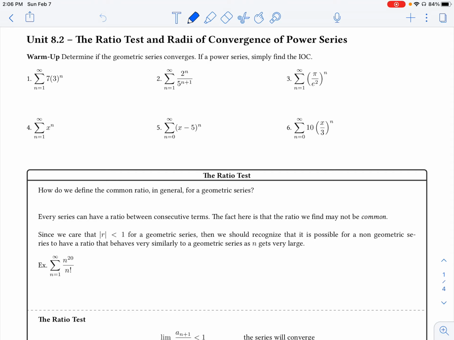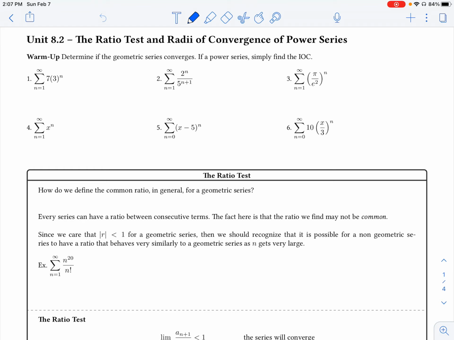Now every series has a ratio between consecutive terms. But what made a geometric series unique was that that ratio was the same for every subsequent term in the series. No matter which terms we divided, as long as we divided the next term by the current term, we always get the same value. That's what we call a common ratio, right?